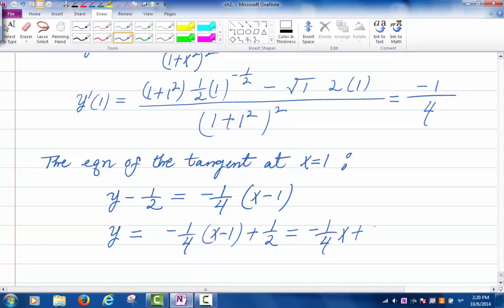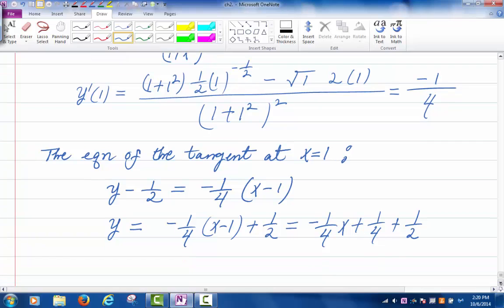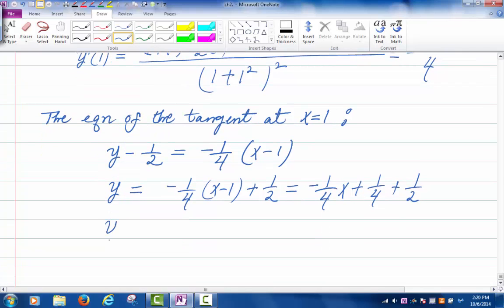Positive 1/4 plus 1/2, and what is that? So what do I get for y? y is negative 1/4 x plus 3/4. So that's the equation of the tangent line to the graph of the function at the point where x is 1.